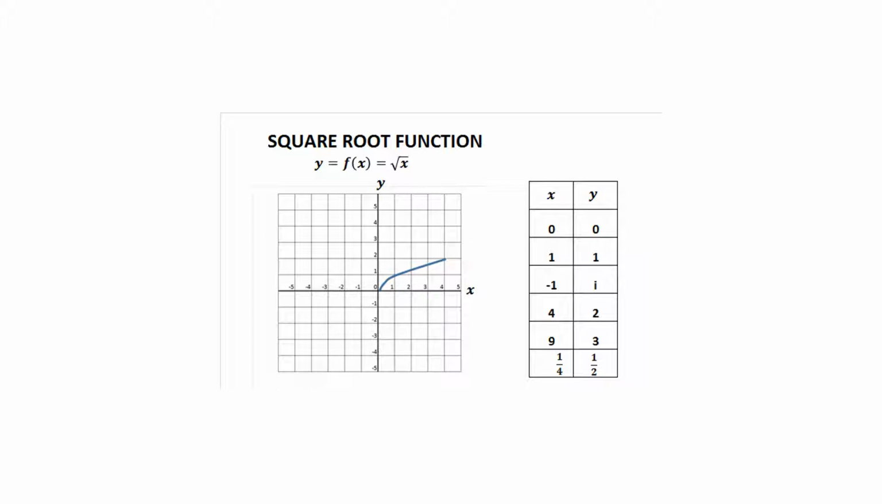Now, this square root of x has a domain: all real numbers greater than or equal to 0. And the range, the lowest value is 0, and it goes to infinity also.